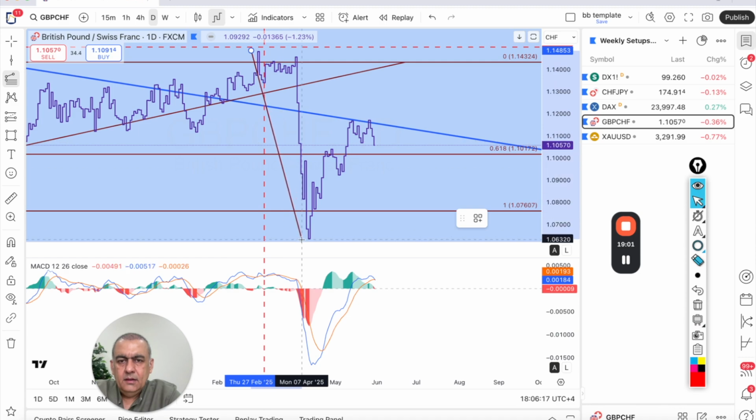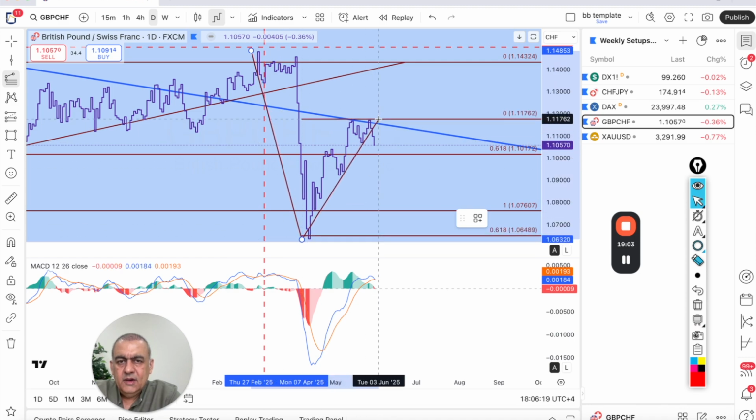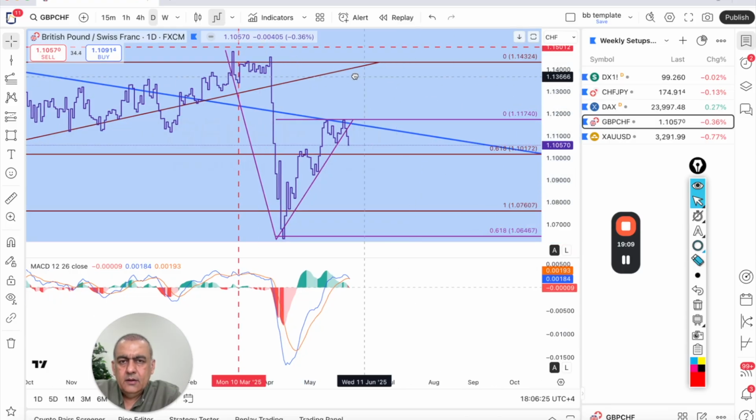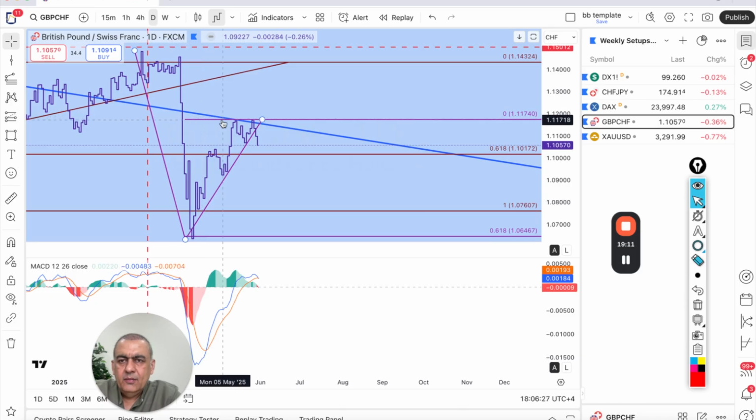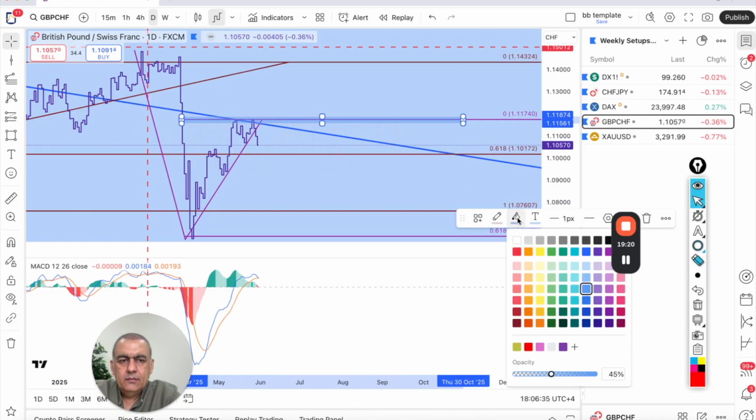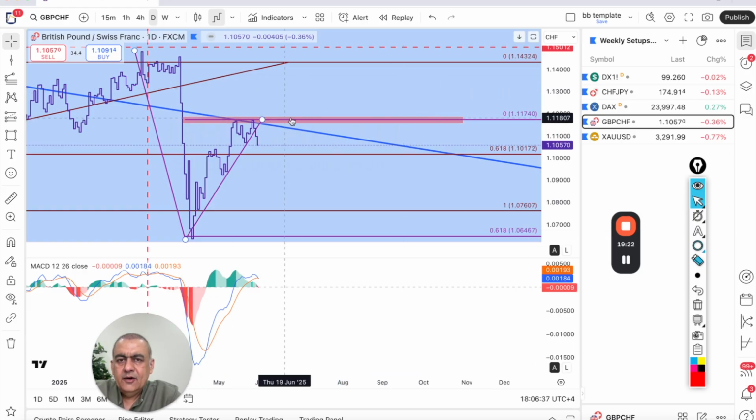A to B and B to C applied. I'll change the color to purple. So we are very close to the Fib resistance, which is at 1.1174. So until it holds, the idea remains bearish. So the highlighted red band is our resistance band, and it looks like that we have bearish divergence here.